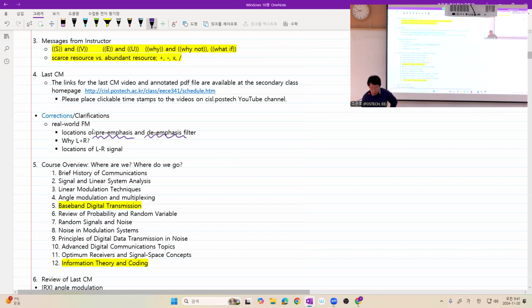According to the history, this is the microphone. This is what happened. You speak, then the microphone converts your acoustic wave to electrical current, and then they place a pre-emphasis filter.